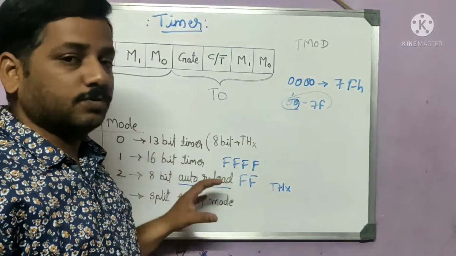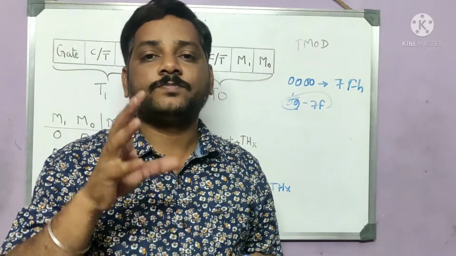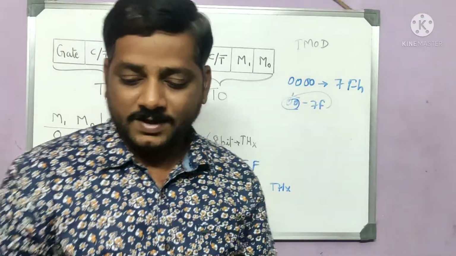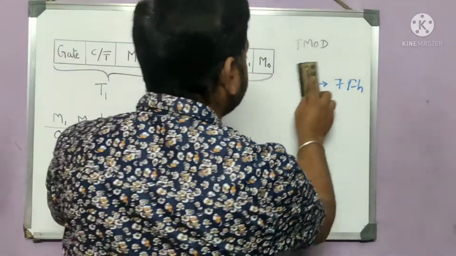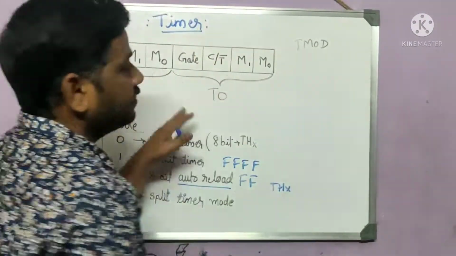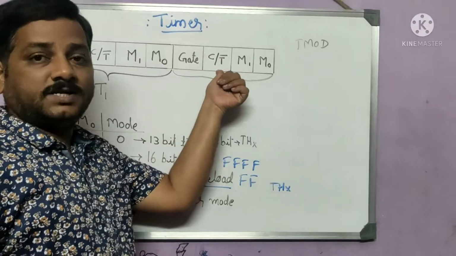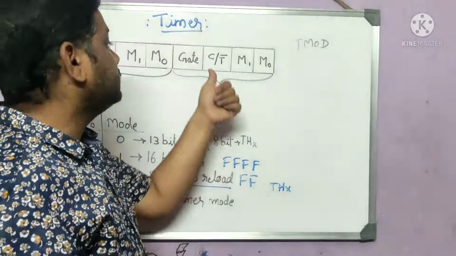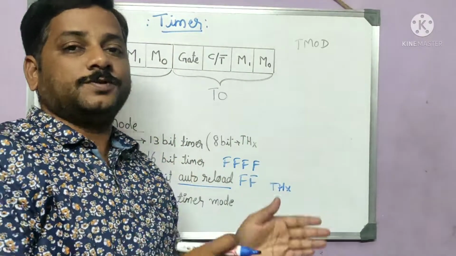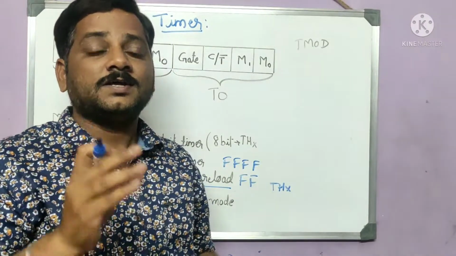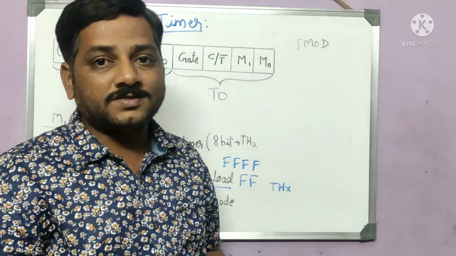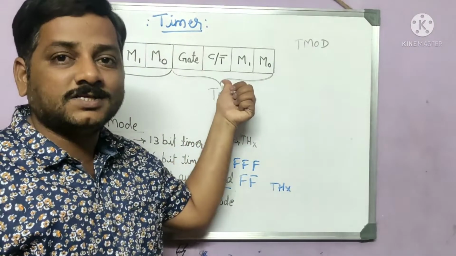This is about the modes, and while discussing the programs, it will be very clear to you. Now let me come to the other part, that is C/T bar. C stands for counter, T stands for timer. As I told you in the beginning of this session, the same register can be used as a timer or a counter. So where should we make the decision? Yes, here we are making the decision.